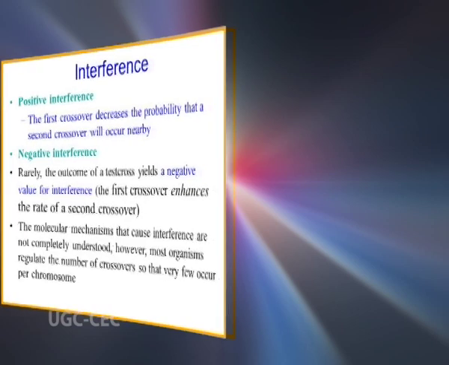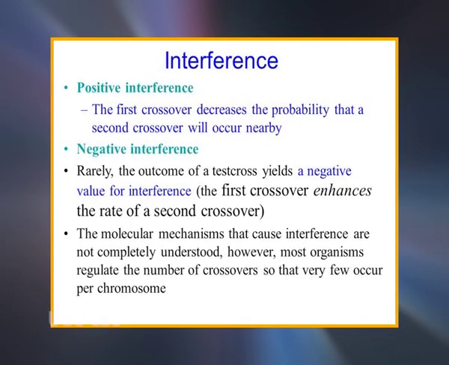Moving on to the next part, that is interference and coincidence. Interference is a phenomenon in which the occurrence of a crossover in one region of the chromosome decreases the probability that a second crossover will occur nearby. In other words, the first crossover interferes with the ability to form a second crossover in the immediate vicinity.